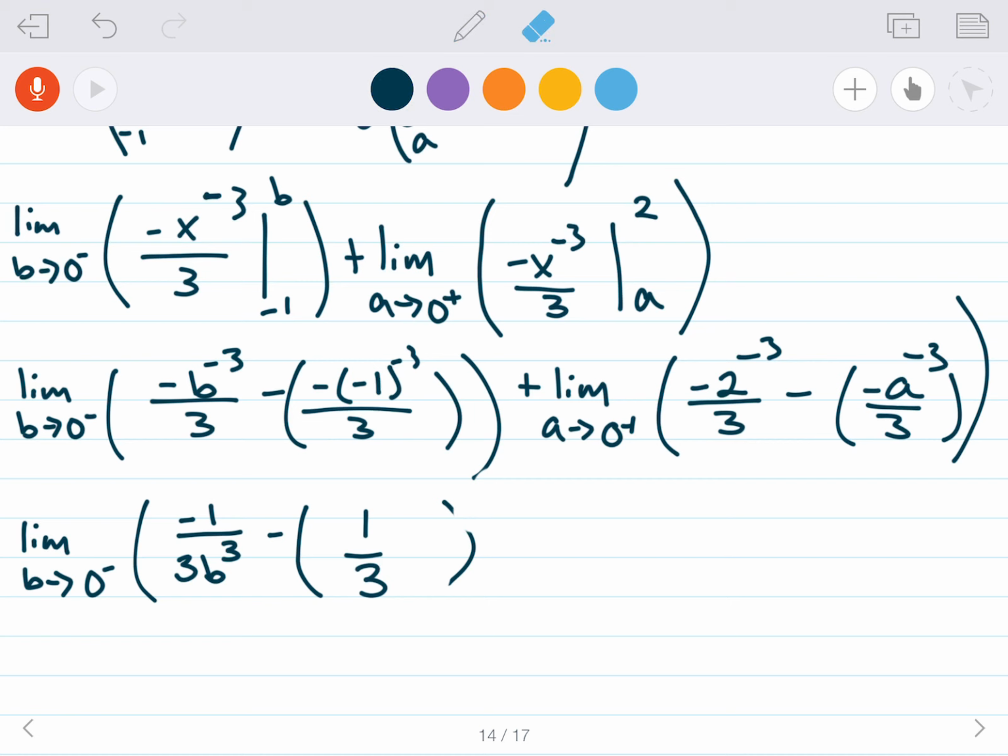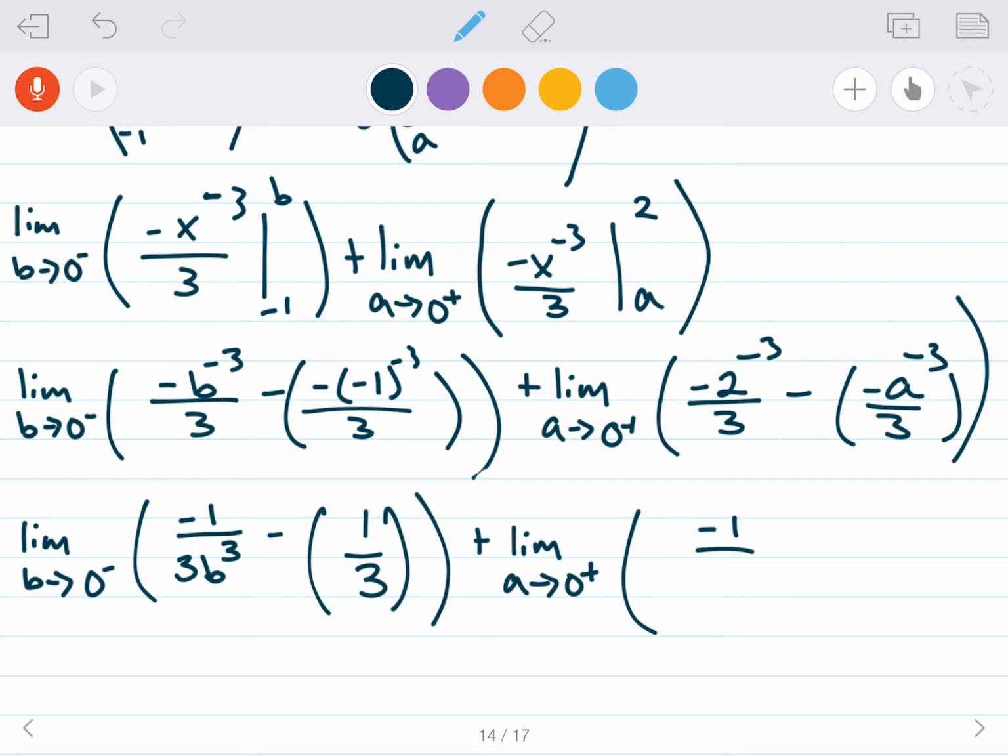And then over here we can kind of do the same thing. So inside, let's see what I have. I have negative 2 to the negative 3. Well, I can bring that 2 to the negative 3 down. And then over here, I can do a similar thing.